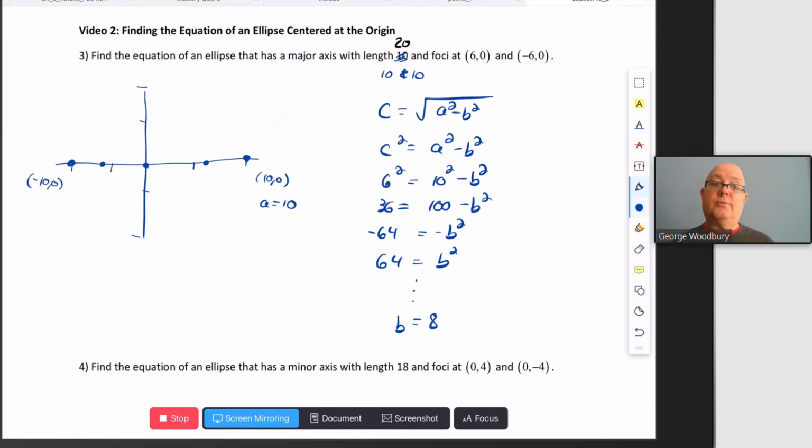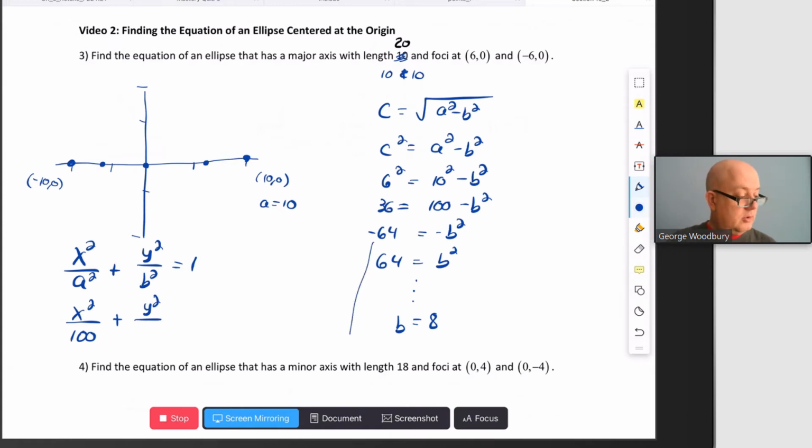So what we're really looking for here is the equation. And so the equation is x squared over a squared plus y squared over b squared equals 1. And we know that a squared was 100, a was 10. So this is x squared over 100 plus y squared over 8 squared, or 64, right? Either of these two can give us that, equals 1.